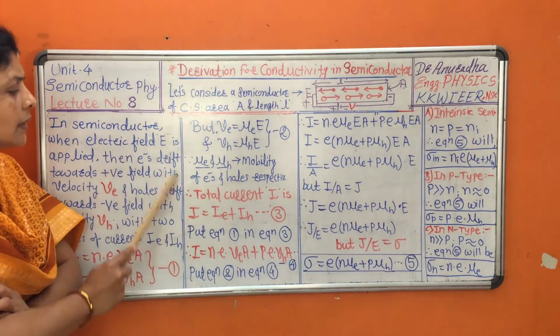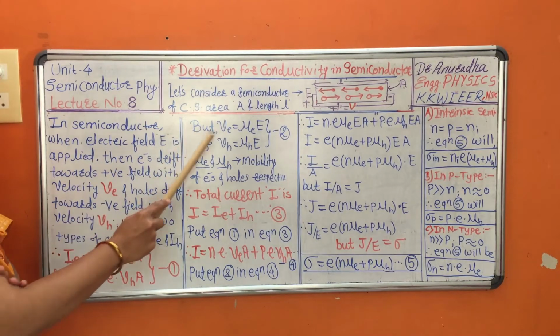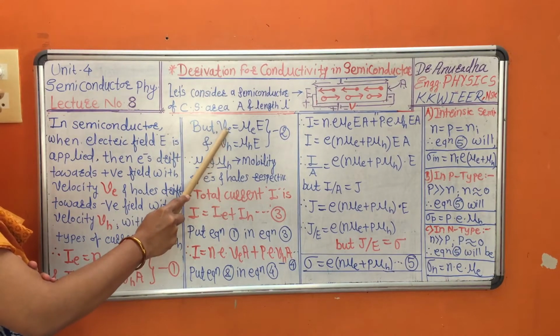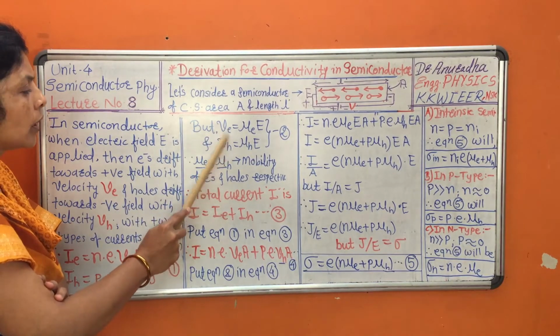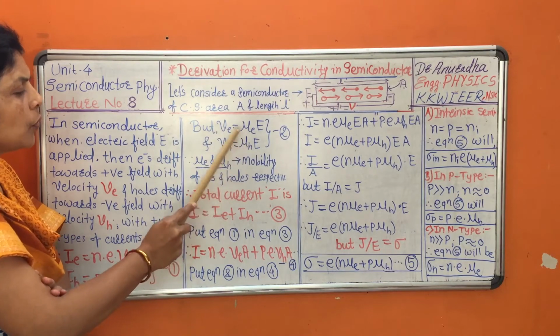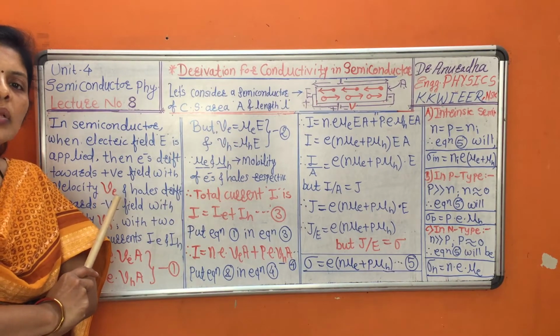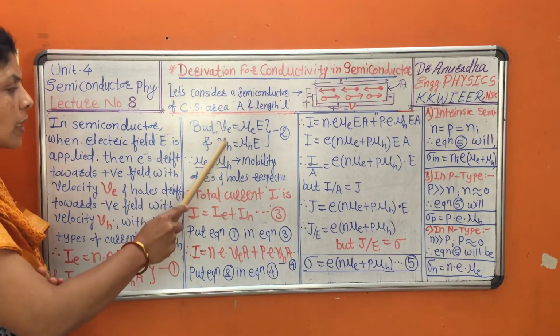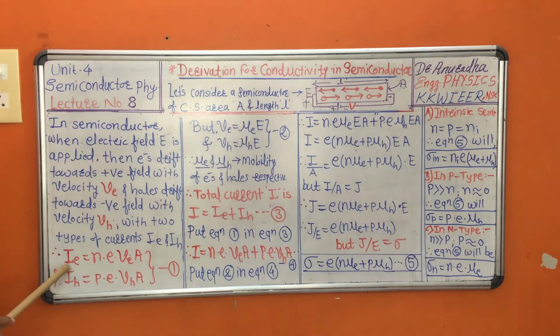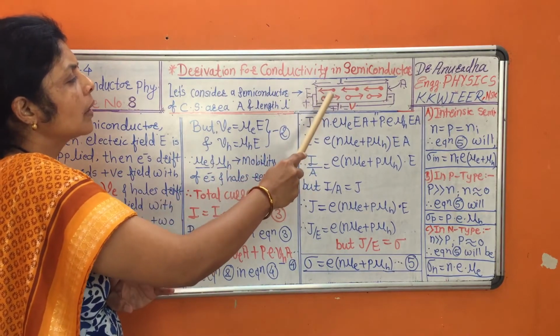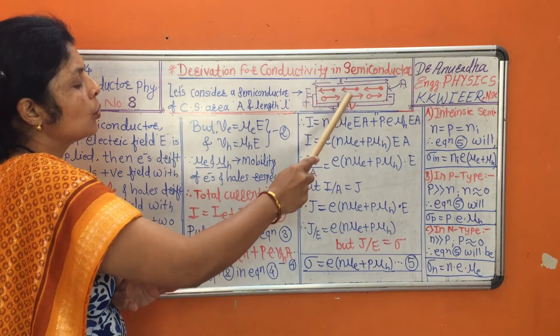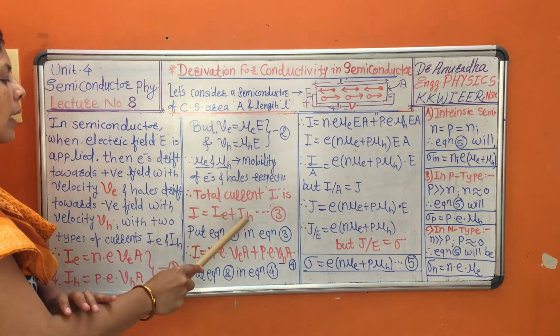Let me revise the terms we studied till now. VE and VH are the drift velocities of electrons and holes. With respect to these drift velocities, two new terms, mu E and mu H, are called the mobility of electrons and mobility of holes. With respect to these four terms, we consider current due to electrons and current due to holes, that is IE and IH. Hence the total current inside this semiconductor will be the current due to electrons plus the current due to holes, meaning the addition of IE and IH.